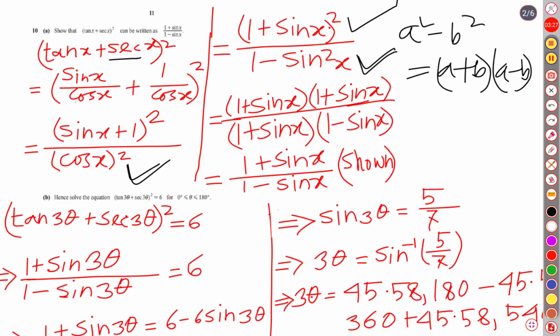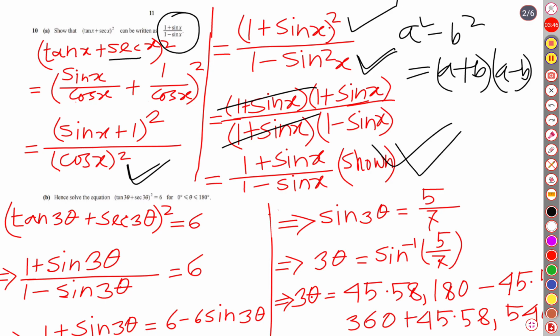After that we have just cancelled out. Look, 1 plus sin x can cancel out the other 1 plus sin x. So ultimately there remains 1 plus sin x in the numerator and 1 minus sin x in the denominator, which is what they told us to show. So we have shown this. That's why the notation "shown" can be written here.